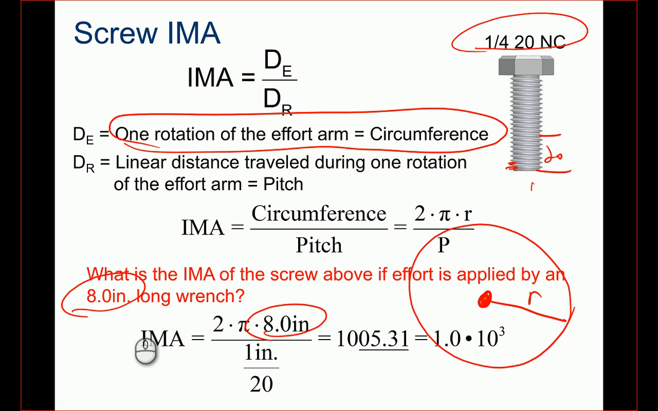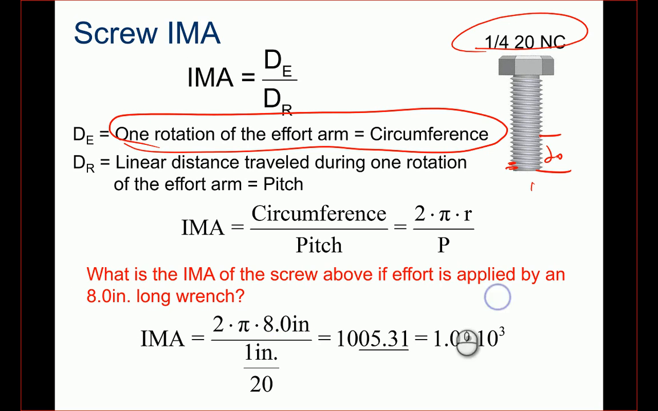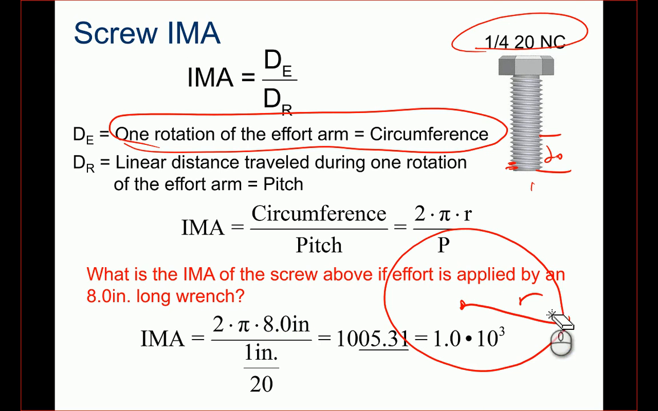Okay? I think that's the O. Yeah, there's an O. Good job, kiddo. And a circle. Yeah, they're the same. What is the IMA of the screw above if effort is applied by an 8-inch long wrench? Well, I take the radius, the length of the wrench. Remember, this is my bolt, this is my wrench. That's R, because I went all the way around. I create a circle. That's a bolt and that's a wrench.